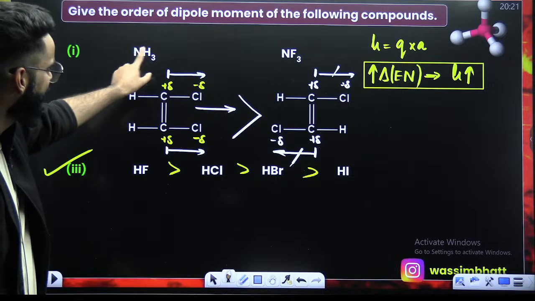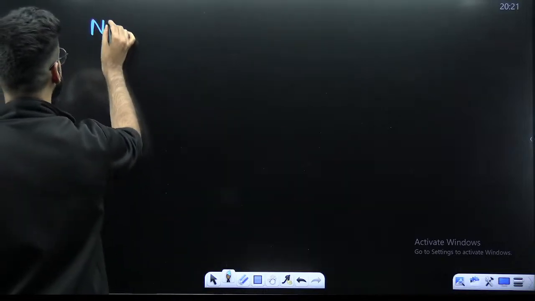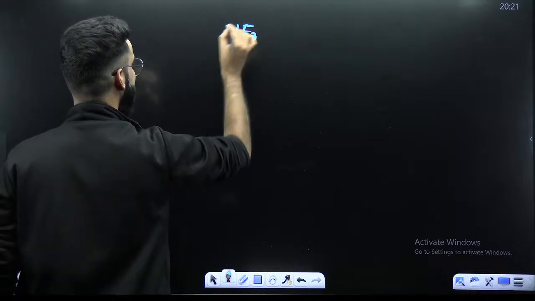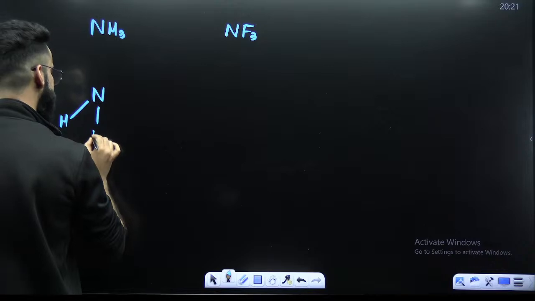As simple as that. NH3 and NF3 I'm going to show you separately. This is NH3 for example, and this is your NF3 for example. My dear students, if you talk about NH3, this is how your NH3 looks like.